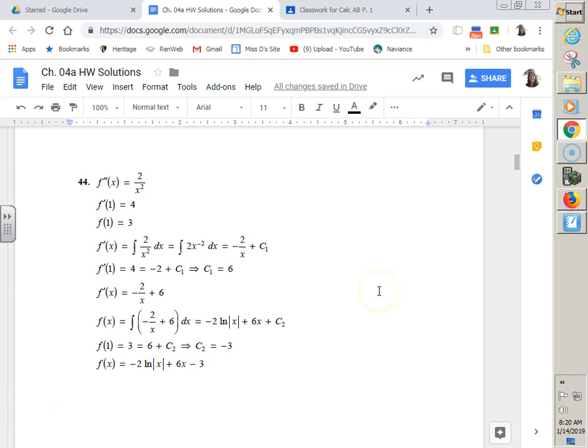44, why was he weird? He was great. He was a great question. He had f double prime, and what were they asking you to get at the very end? F. So you had to do 2 steps, 2 integrations. But the nice thing is they gave you 2 clues as well. Because when you integrated the first time, you wouldn't go back to f. One integral goes back 1 step.